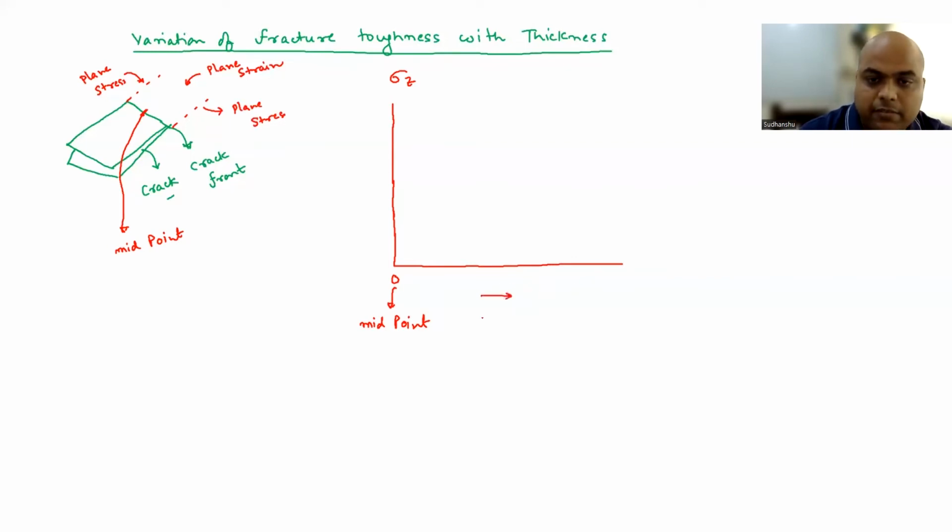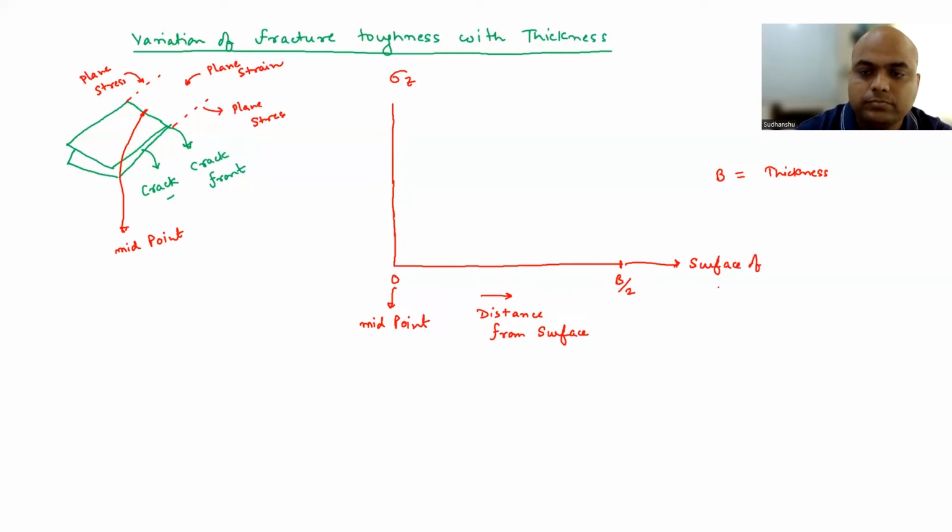So here we have distance from surface. Okay. If your plate thickness is B, so what will be the distance from the midpoint towards the surface? That will be B by 2. So here, right? So this becomes the surface. So that is under plane stress condition. So sigma z is 0.